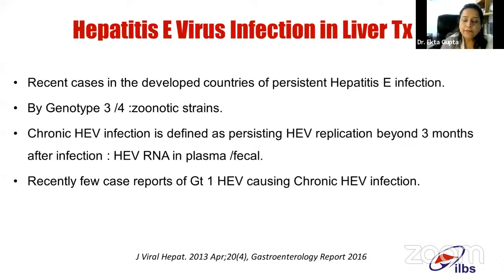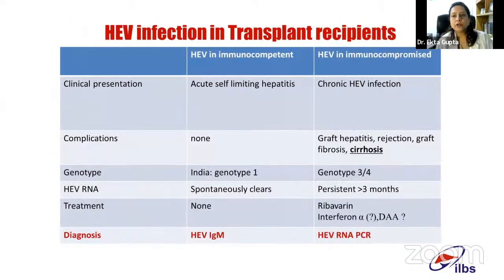In India, genotype 1 is the predominant type, which is the human type and not the zoonotic type, but a few case reports have come up showing that it can also cause it. So in a transplant setting, hepatitis E can cause chronic infection, can lead to cirrhosis, hepatitis, rejection, more often by genotype 3 and 4, but as I said, by genotype 1, few case reports are also coming. And there's a group where the treatment for hepatitis E has to be started immediately.